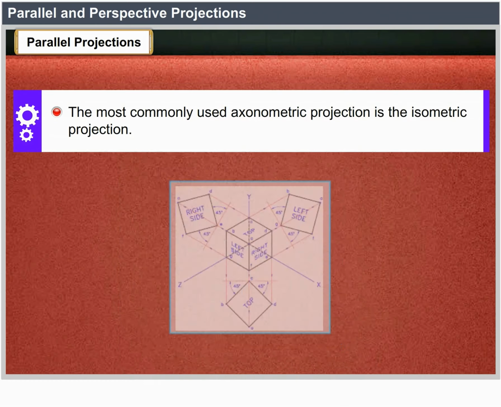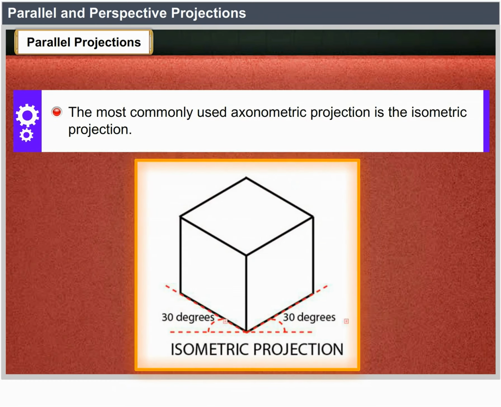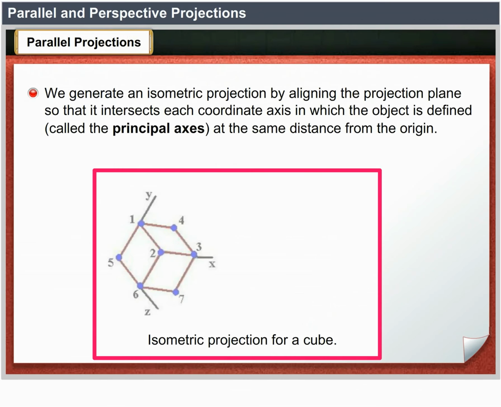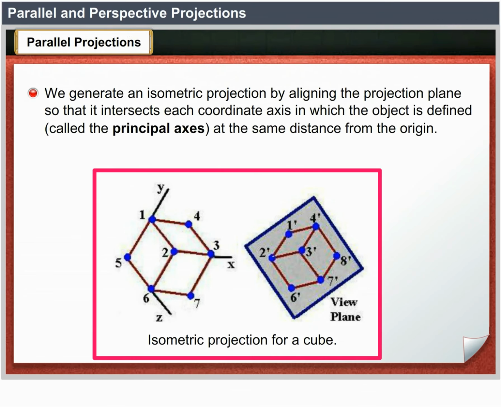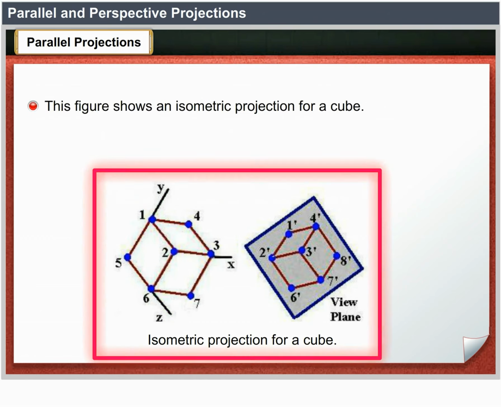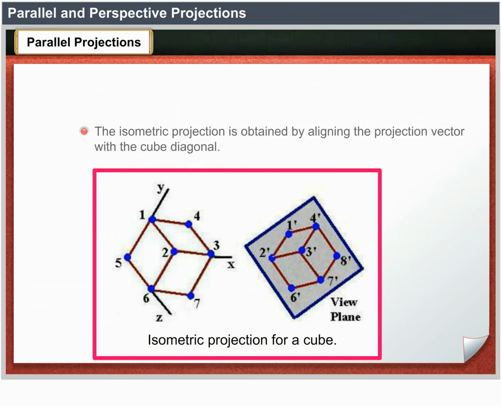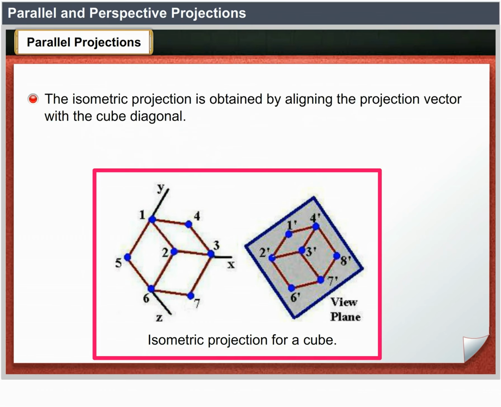The most commonly used axonometric projection is the isometric projection. We generate an isometric projection by aligning the projection plane so that it intersects each coordinate axis in which the object is defined, called the principal axis, at the same distance from the origin. This figure shows an isometric projection for a cube. The isometric projection is obtained by aligning the projection vector with the cube diagonal.